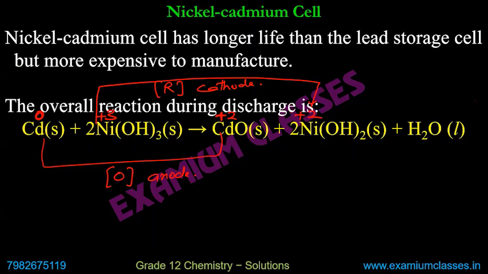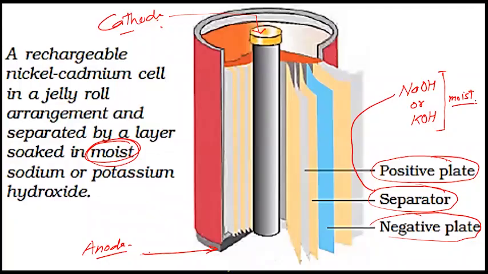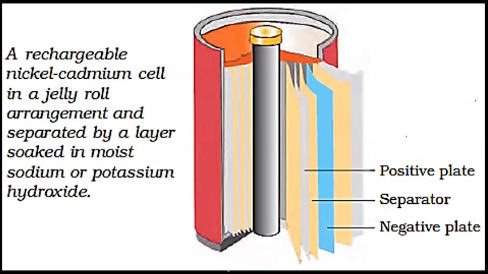Now my question is, positive plate and negative plate, when we say here, positive plate, which out of nickel and cadmium will be at positive plate and which will be at negative plate? Tell me in the chat box. These types of questions will appear. In this nickel cadmium cell, which one out of nickel and cadmium is cathode, which one is anode?